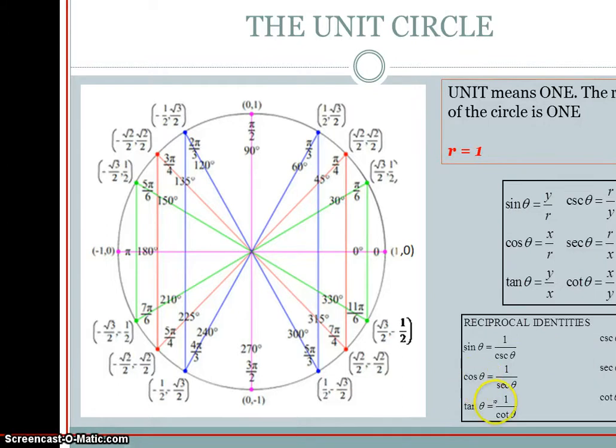Okay, our cosine of theta is equal to 1 over the secant of theta. Similarly, we have the secant of theta is equal to 1 over the cosine of theta. And the tangent of theta is equal to 1 over the cotangent of theta. And the cotangent is 1 over the tangent of theta. Okay. And we can actually look at one of the identities here, why that works.